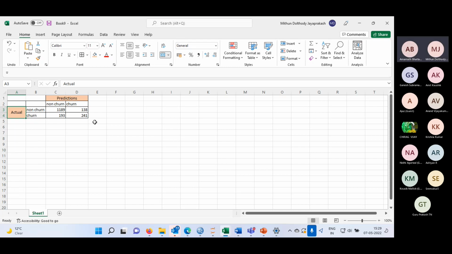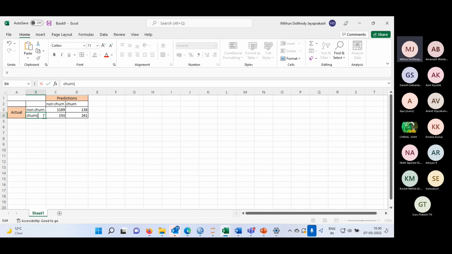Which category, at the end of the day, why are we building a model? To identify churn, correct? Not non-churners, correct? So the churn category will be considered as the positive category.